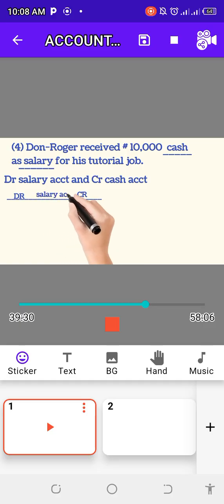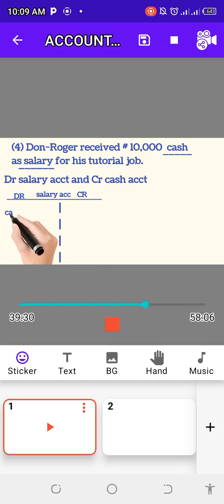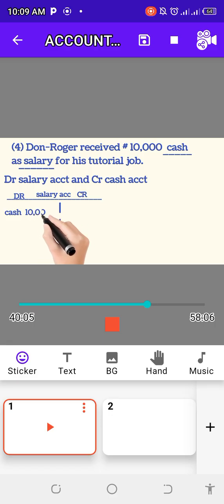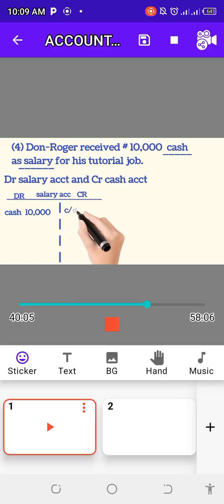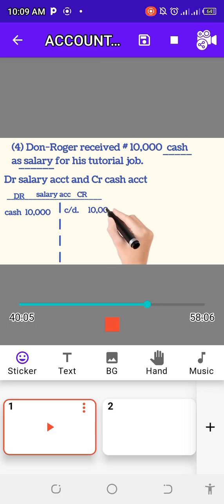So salary, by the debit side, say cash is what? 10,000. And you are done with this. You can rule off here. But for the purpose of balancing, carry down 10,000. You rule off.